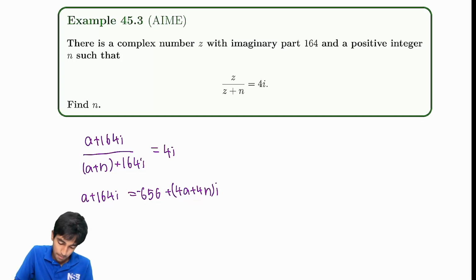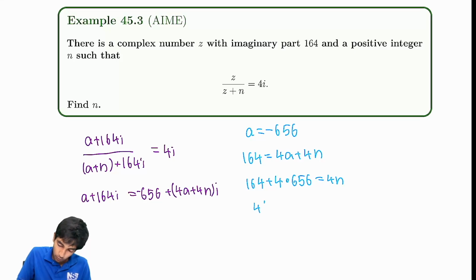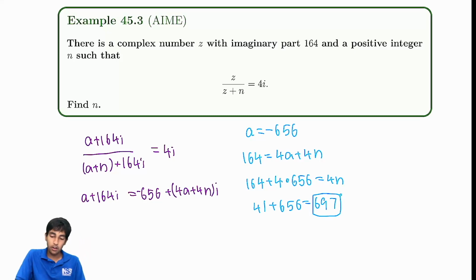And this problem is really not that bad from here, because a has to be negative 656. The real parts have to match. The imaginary parts also have to match. And now this is pretty simple, isn't it? We can just solve for n. So we get 164 plus 4 times 656 is 4n. And we just divide by 4, we get 41 plus 656, 697 is our answer. It's not a very difficult problem once you realize that, okay, just write it in this form.